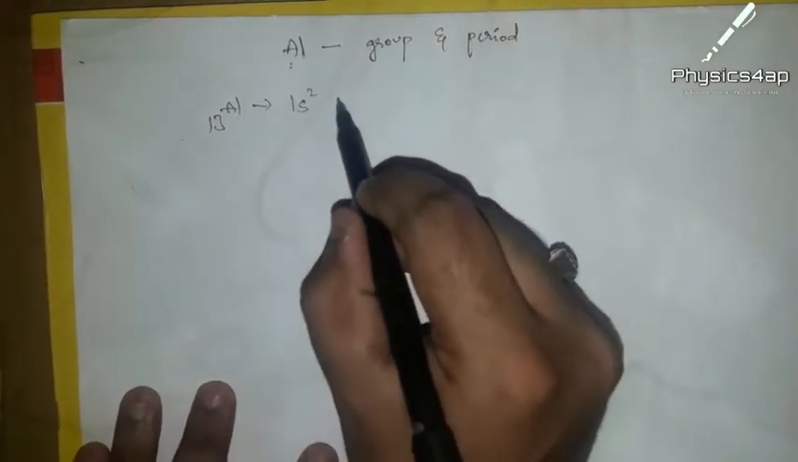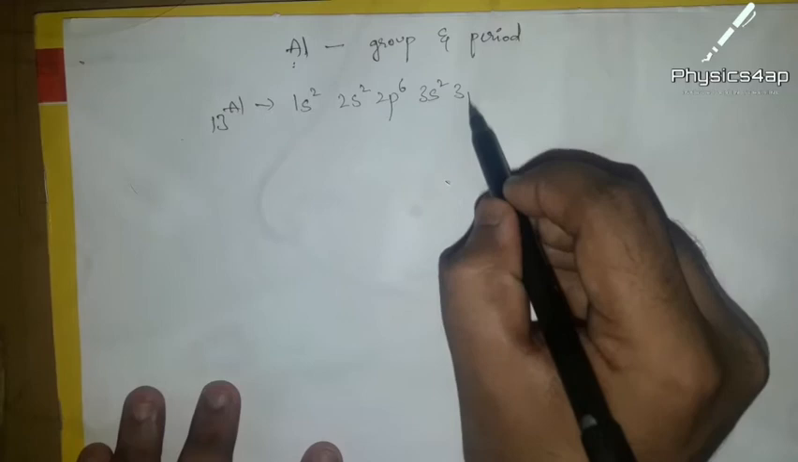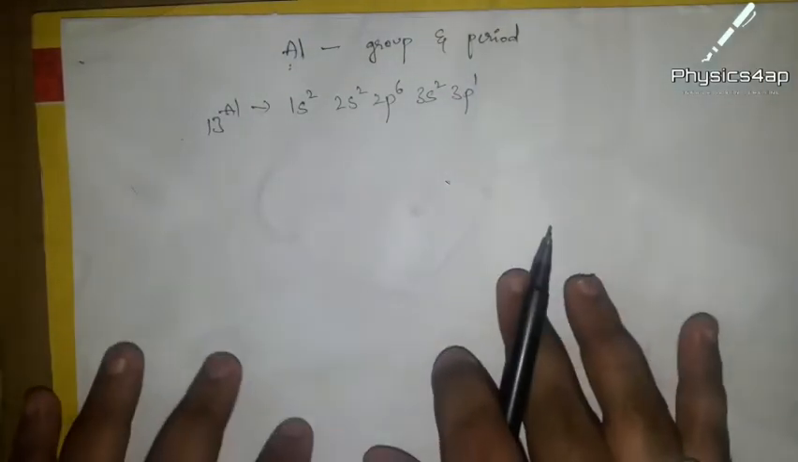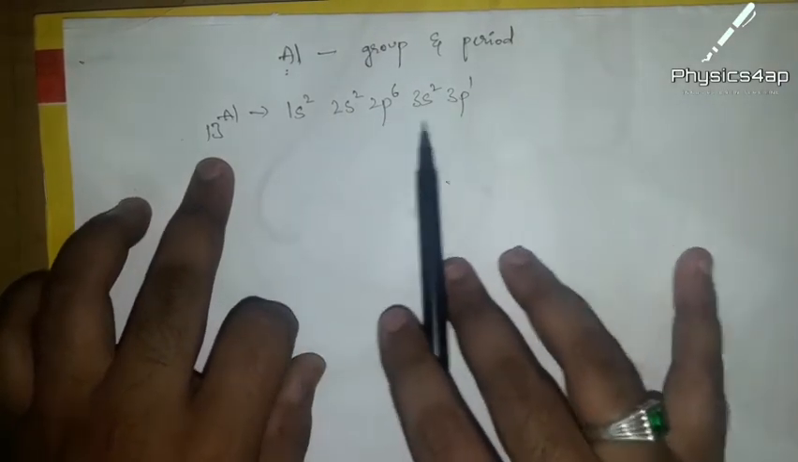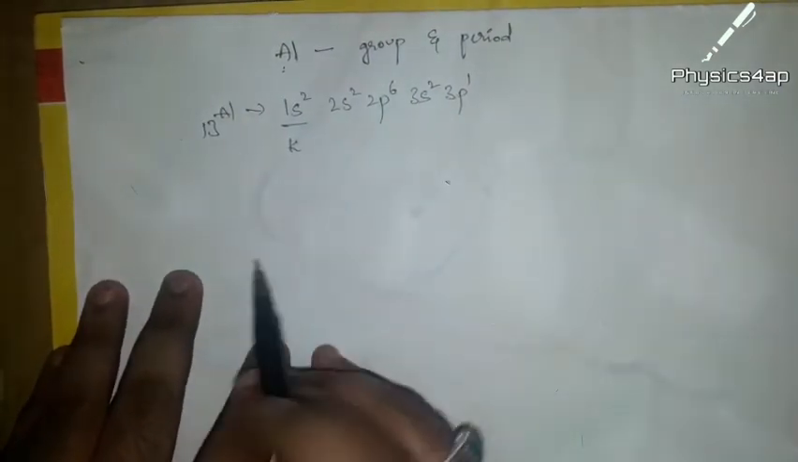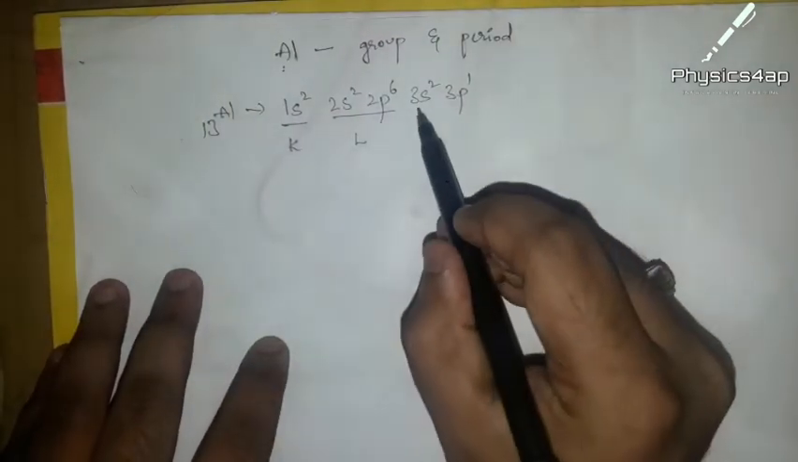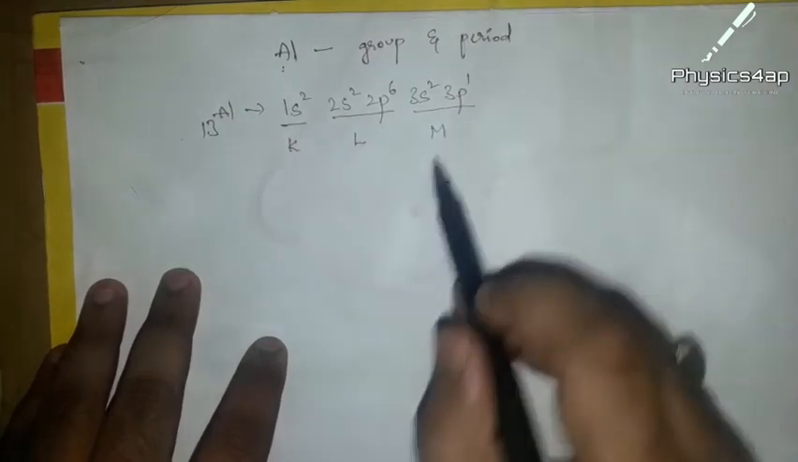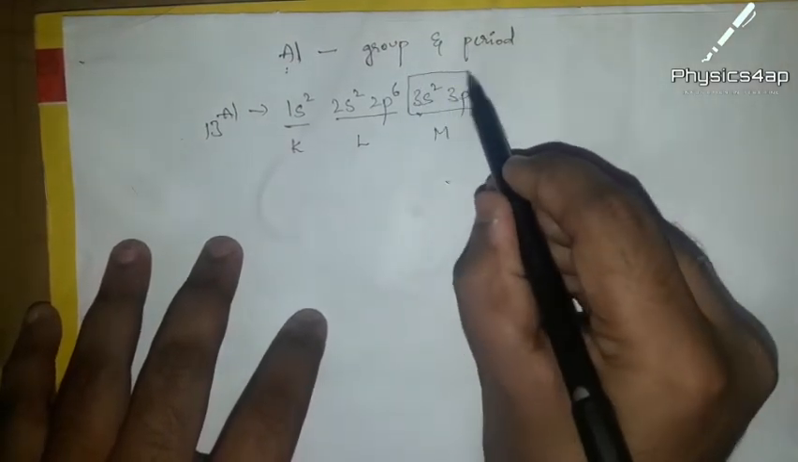So 1s2, 2s2, 2p6, 3s2, 3p1. This is the electronic configuration for 13, as we have distributed the 13 electrons into the respective energy levels. Here 1s is the first shell, which is called the K shell, 2s2 2p6 is the second shell, the L shell, and 3s2 3p1 is the third shell, the M shell. Now you need to take the outermost shell, which is the M shell, with 3s2 and 3p1.